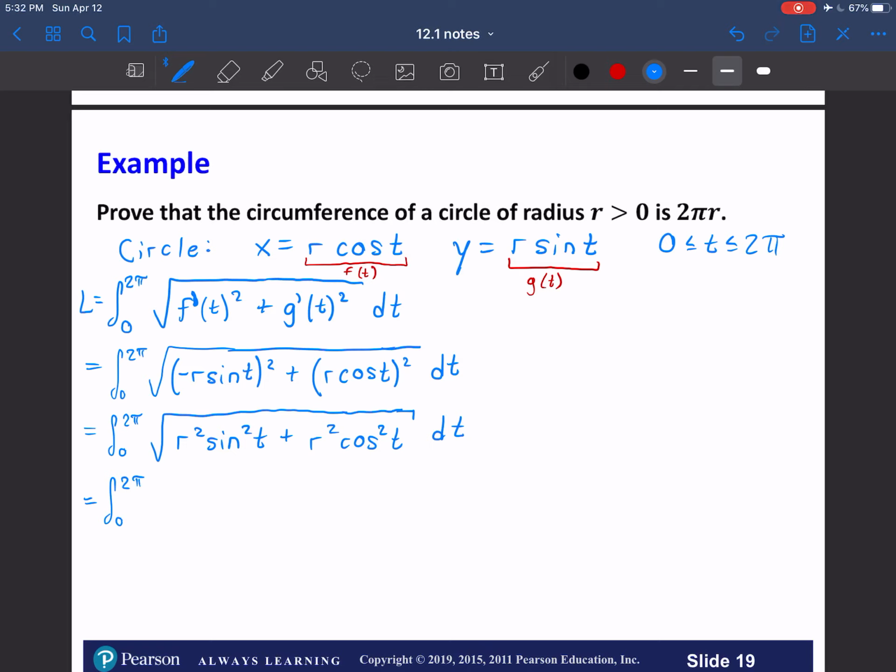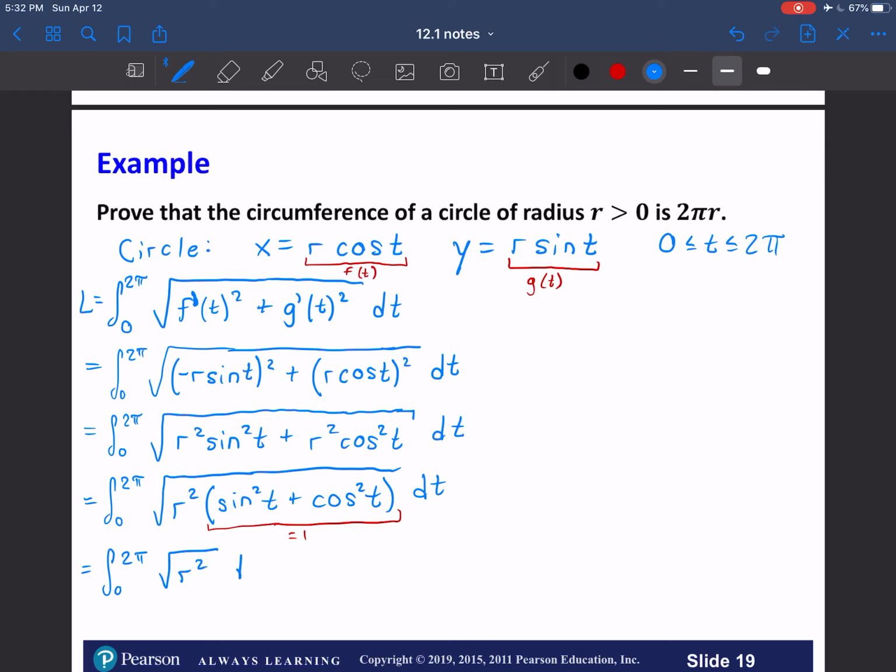All right, and then what you might notice here is we can factor out that r squared. So we get the square root of r squared times sine squared of t plus cosine squared of t. And what do you know? Cosine squared of t plus sine squared of t is just 1. So this whole thing just disappears. Integral 0 to 2 pi, we are just left with the square root of r squared dt.